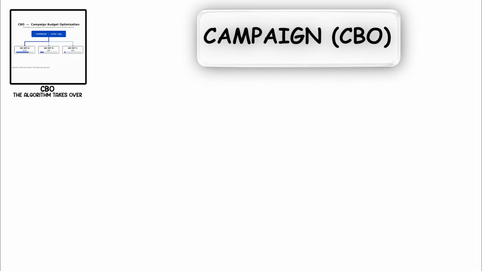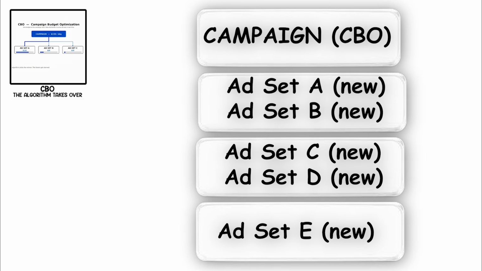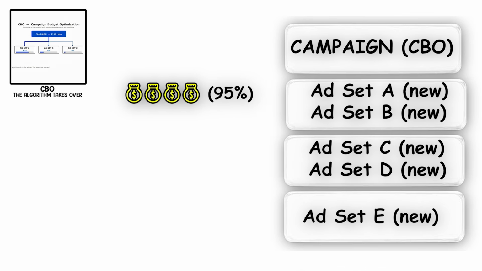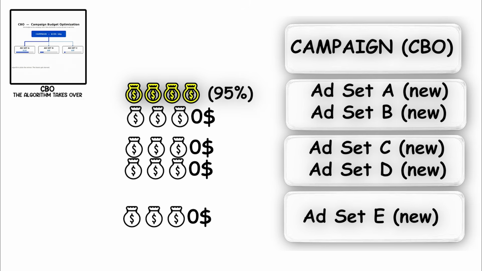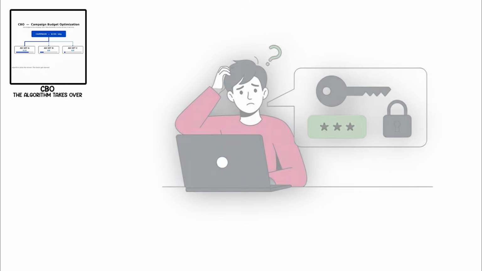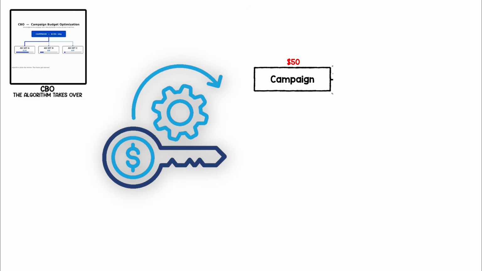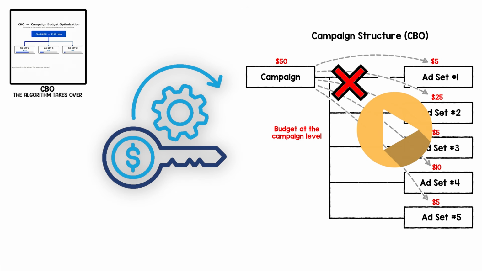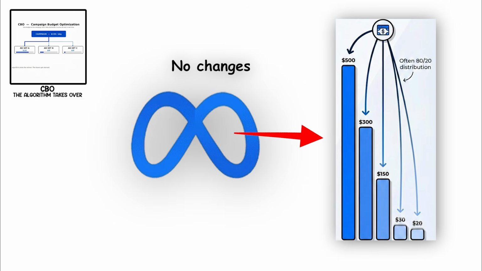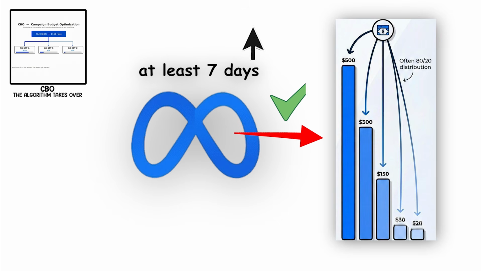But if you load it up with 5 new untested ad sets, Meta might spend 95% of your budget on one of them and leave the others with nothing. Zero usable data on the losers. And here's what most beginners miss. Changing budgets on a live CBO campaign resets the learning phase. Pausing, adjusting, targeting, all of it. Meta needs stable conditions to optimize, so you set it up, you walk away, you let it cook for at least 7 days.